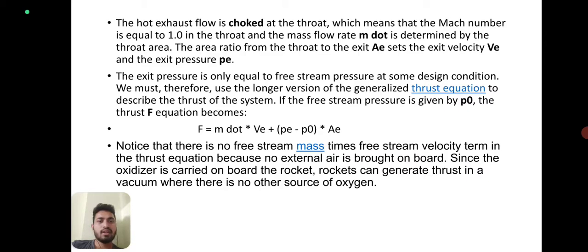Notice that there is no free stream mass times free stream velocity term in the rocket thrust equation, because no external air is brought on board, since the oxidizer is carried on board the rocket. Rockets can generate thrust in a vacuum where there is no other source of oxygen. This is the specialty of the rocket. Rockets are non-air breathing engines.